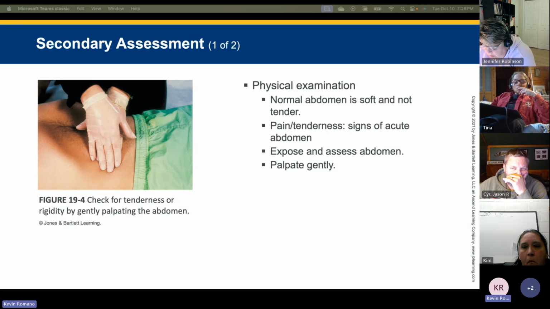We're going to get our secondary assessment by palpating the abdomen. As you can see here, all four quadrants, two hands. You have to be touchy-feely as an EMT. You have to touch your patient.